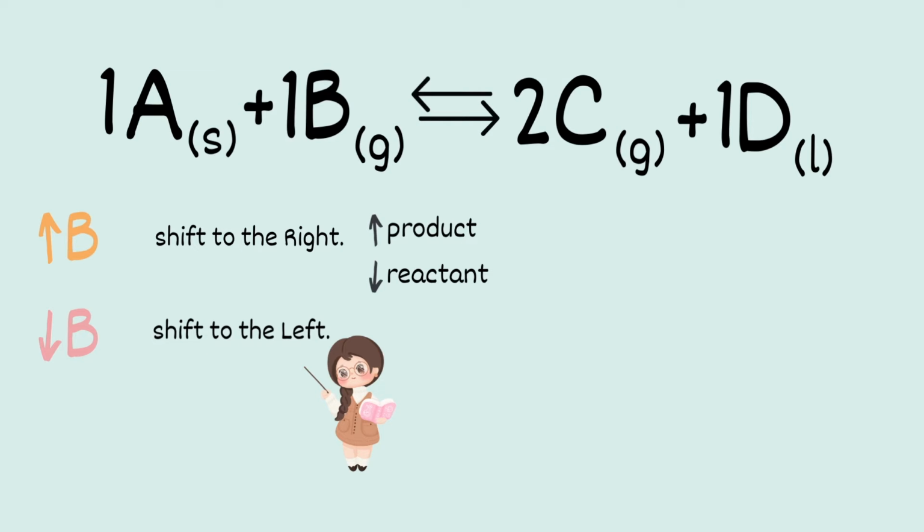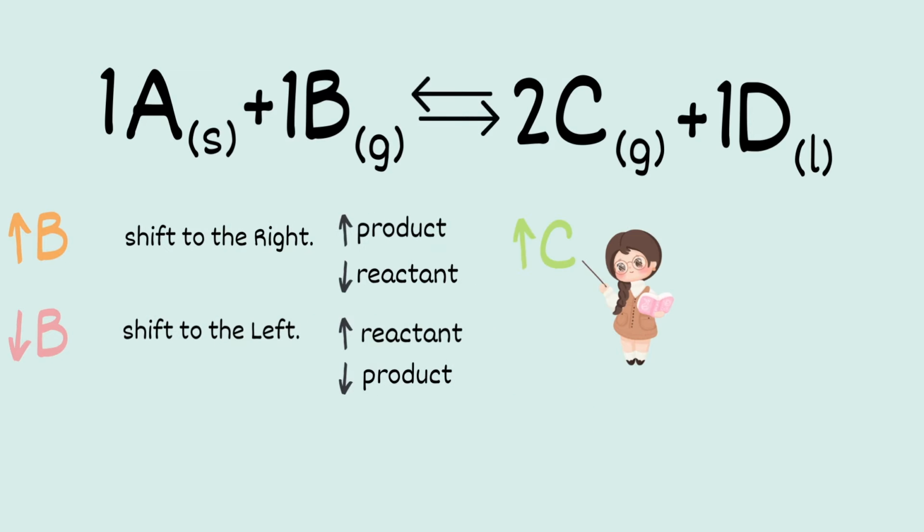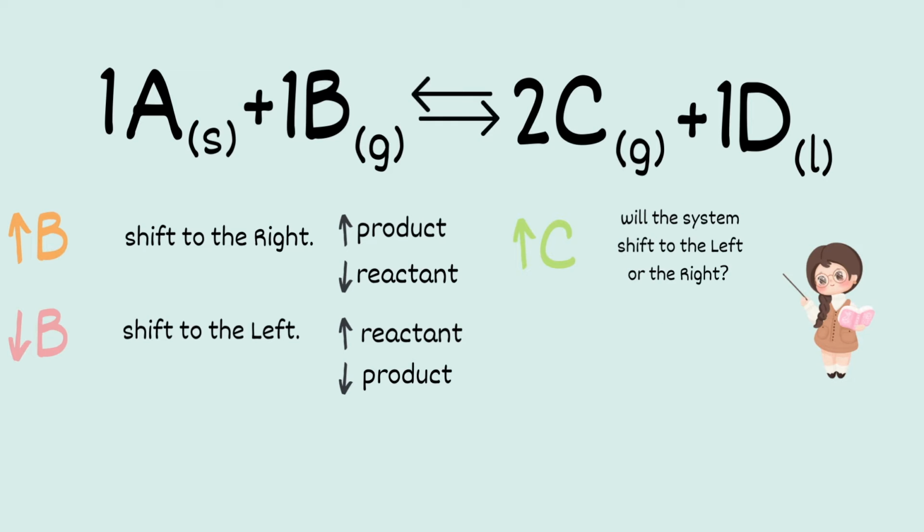The system will shift to the left. Because there was less B reactant, the system shifted in the direction of the reactant to make more. A shift to the left increases the reactant and decreases the product. What if we increase C? Will the system shift to the left or to the right?